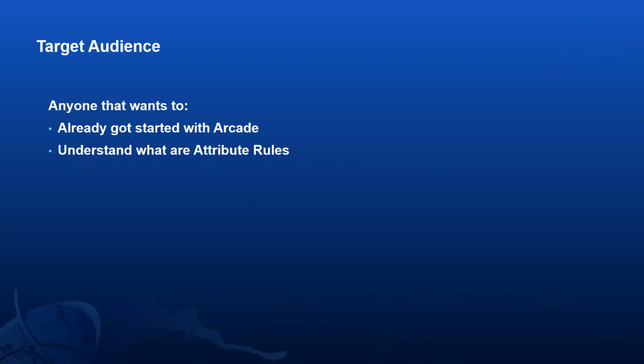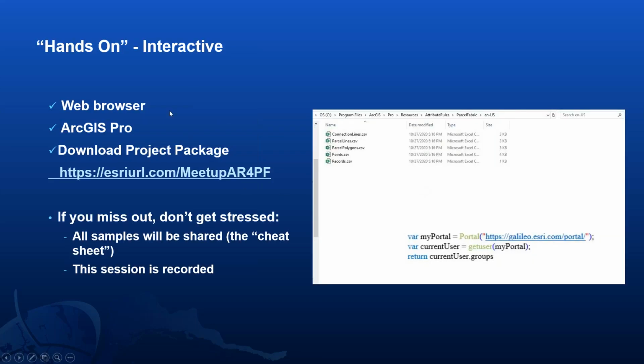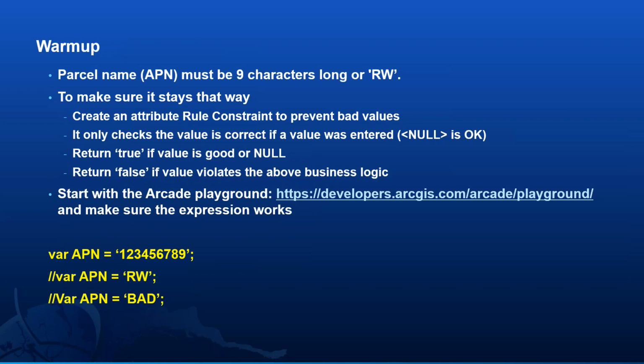And Amy and Jason, if you have some time, that'd be great to use you as guinea pigs. So this time the target audience is everybody that already got started with Arcade in the last session and wants to further understand attribute rules. You need a web browser, you need Pro. Hopefully you downloaded that link. If not, like Amy said in the beginning, it's in the chat box and everything is recorded, and if you get behind on some of those exercises, again, we'll provide the cheat sheet.